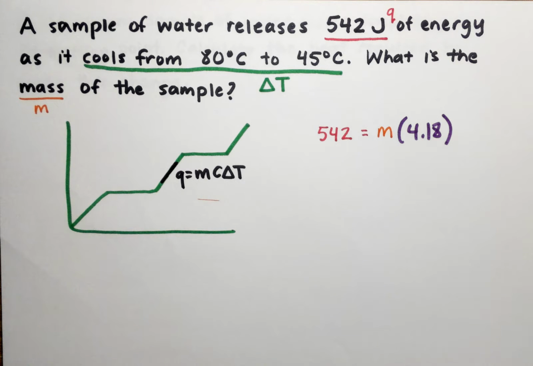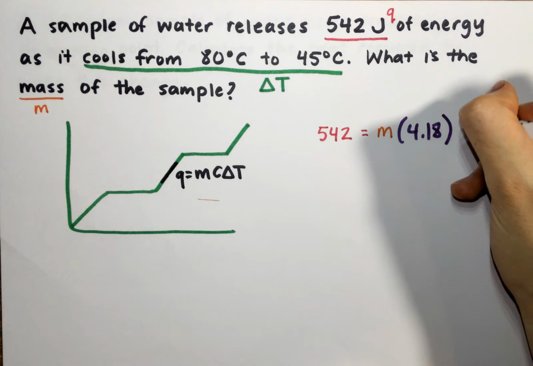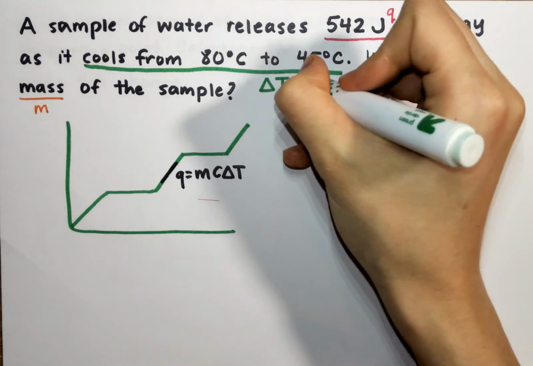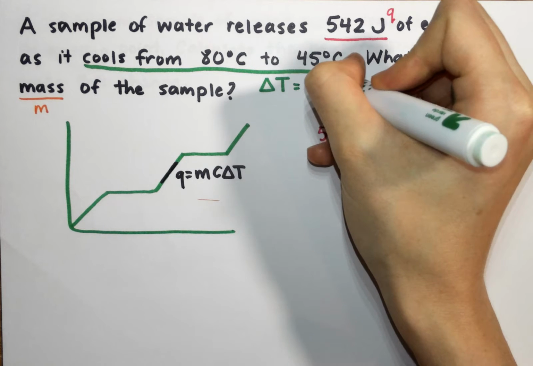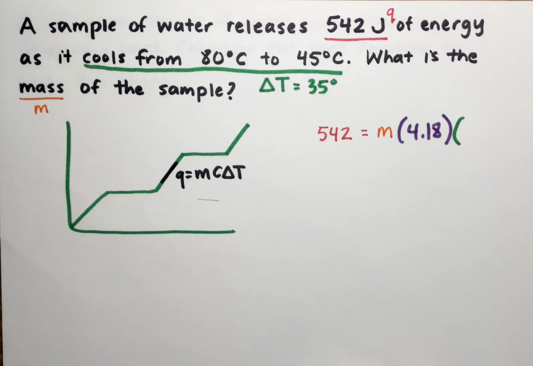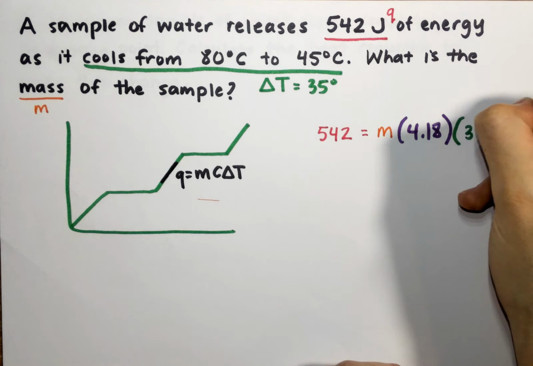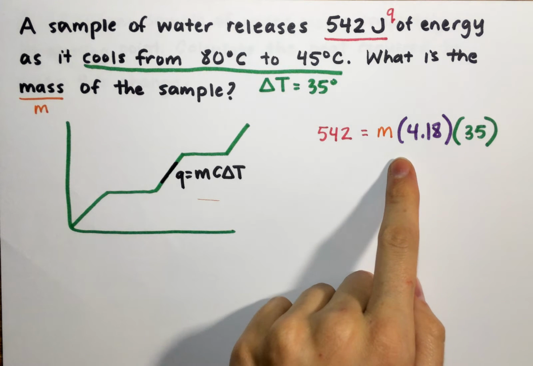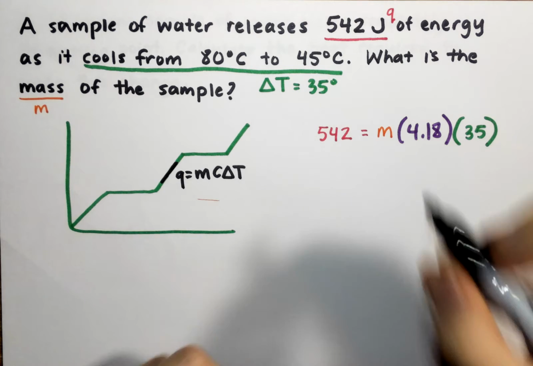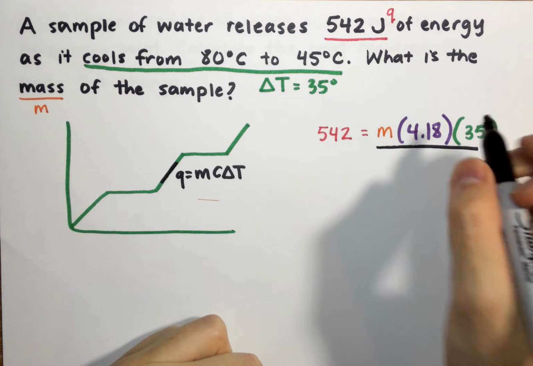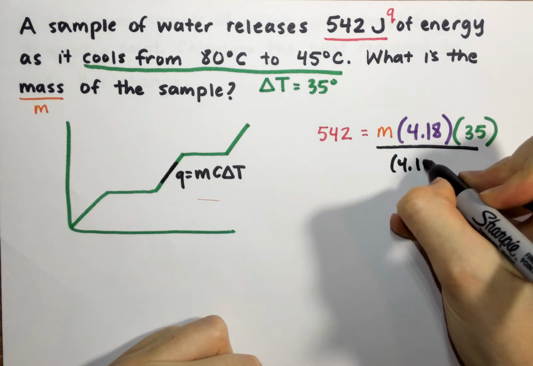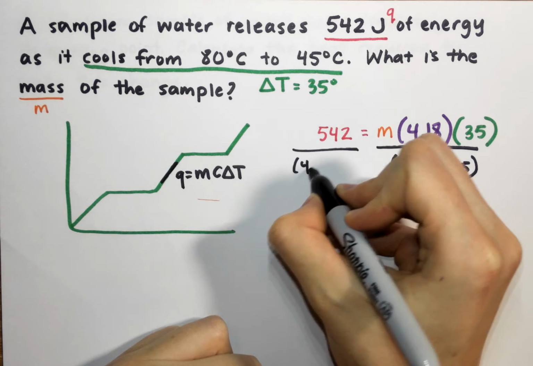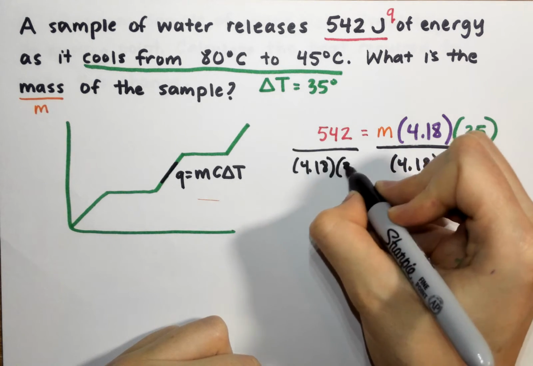And I need to know finally how much the temperature is changing itself. Well, I'm going from 80 to 45, so that's a change of 35 degrees. That's my delta T, is how much the temperature itself has changed. So I need to solve for M, so I'm going to have to divide everything by all the stuff attached to M, 4.18 times 35. And I'm going to do that on both sides of my equation.